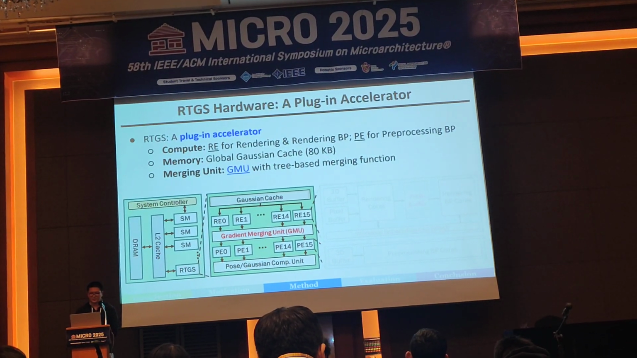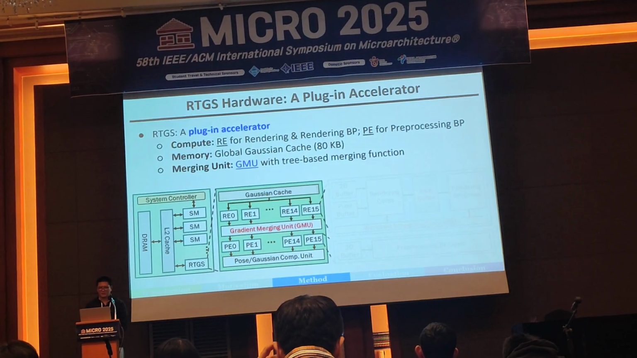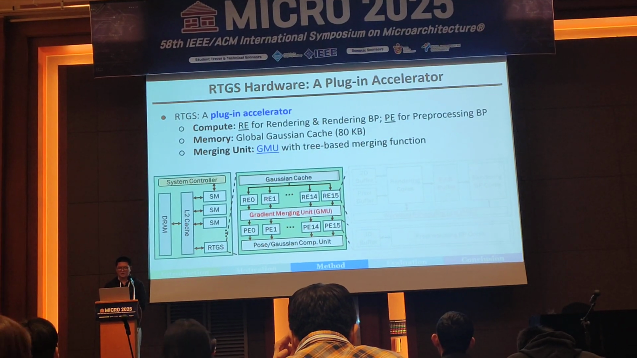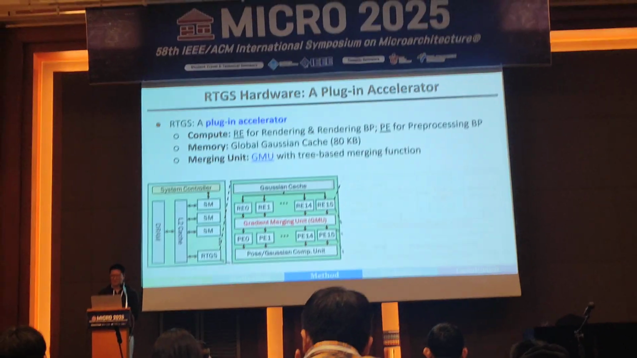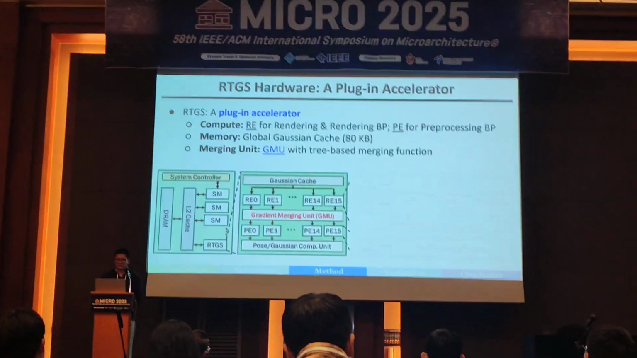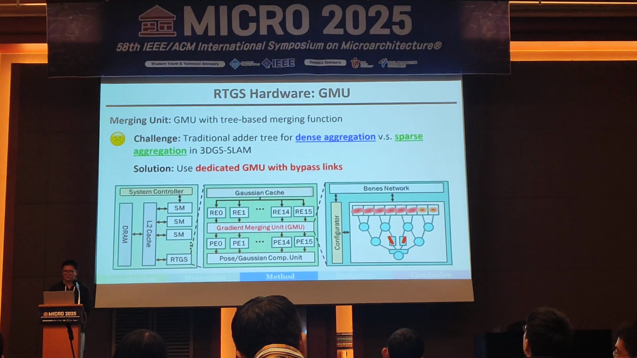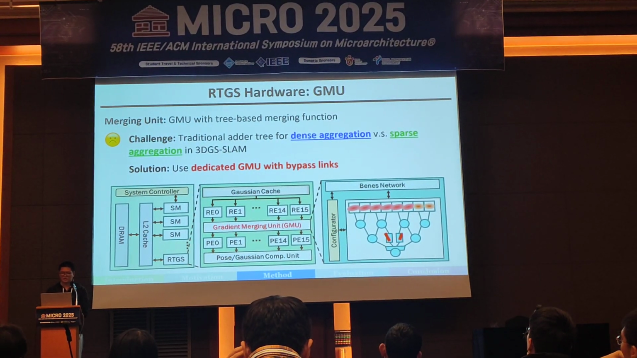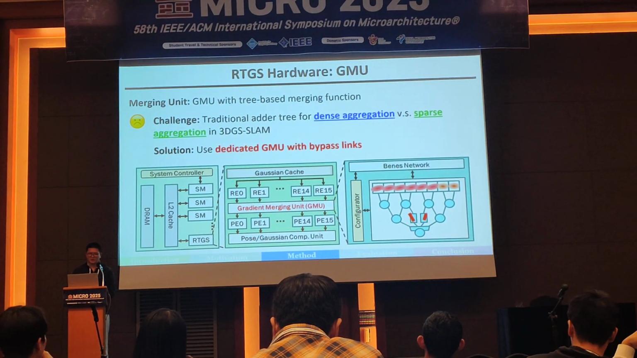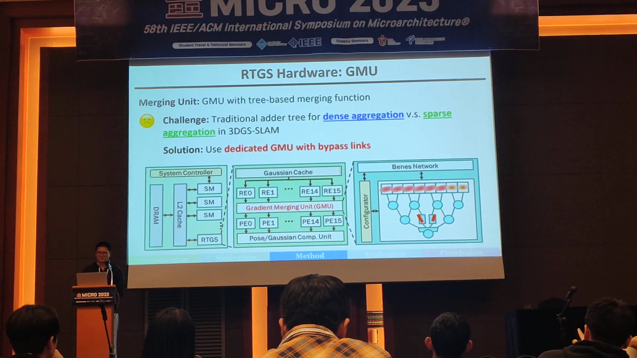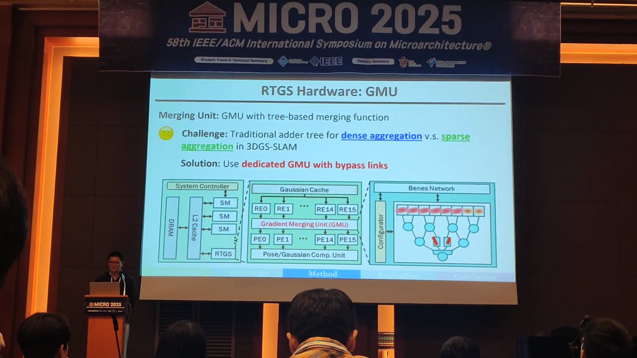RTGS includes specialized compute units: RE for rendering and replication, and PE for pre-processing and replication. It's supported by a global Gaussian cache, which is 80 kilobytes, and Gaussian merging units that use a tree-based merging function. The Gaussian merging units handle the challenge that traditional trees are designed for dense aggregation, whereas the 3D Gaussian system requires efficient sparse aggregation, which is achieved through the GMU hardware with bypassing.